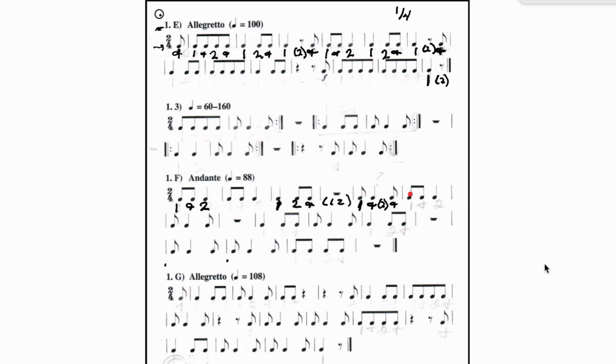1 and 1 and 2, 1 and 1, 2, and 1 and 1, 2, and 1 and 1 and 1 and 2 and cool.